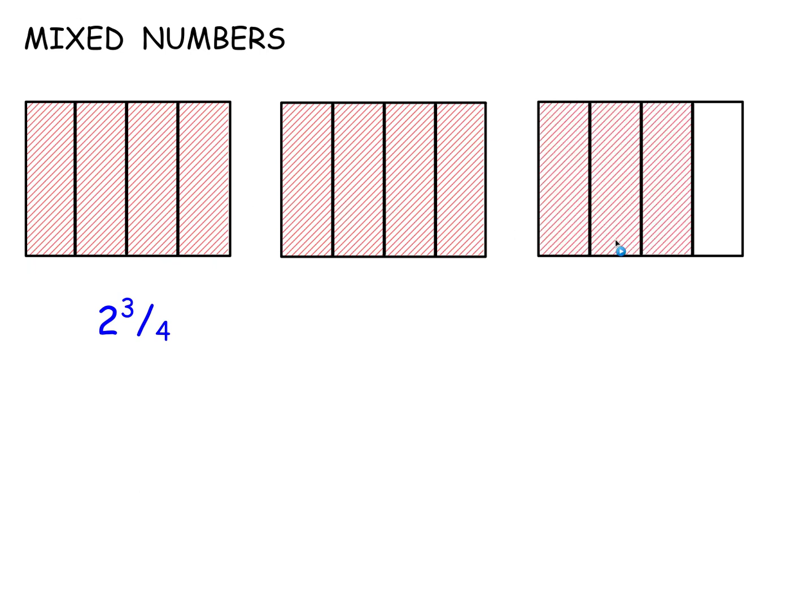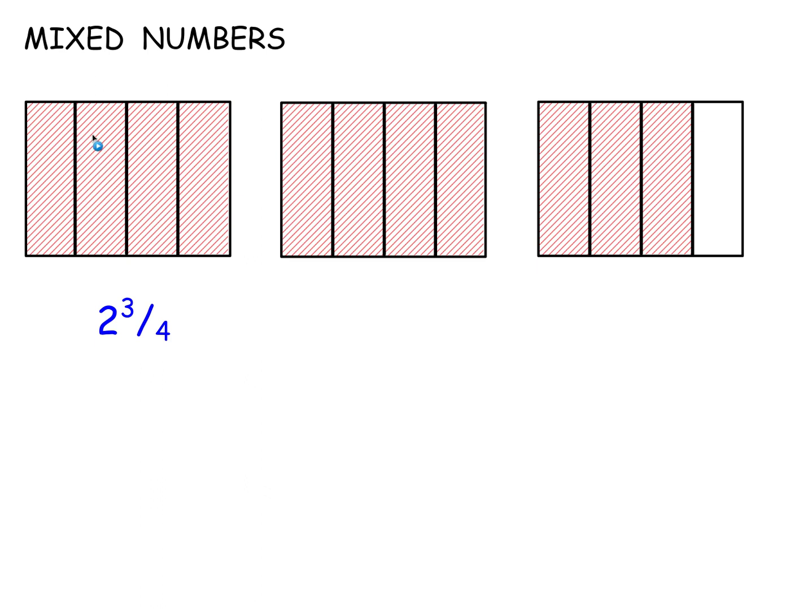And here I've shaded 3 out of the 4. 3 quarters shaded. So that is 2 whole rectangles and 3 quarters. Mixed number, 2 for the 2 whole rectangles and 3 quarters for this third part here. The third rectangle shaded 3 parts out of 4. So that's a mixed number because it's got a whole number part and it's got a fraction part. So it's a mixed number, 2 3 quarters.